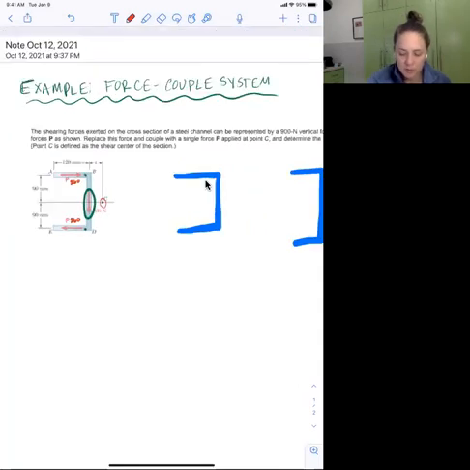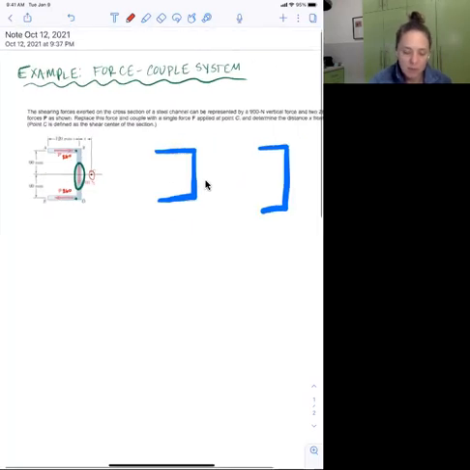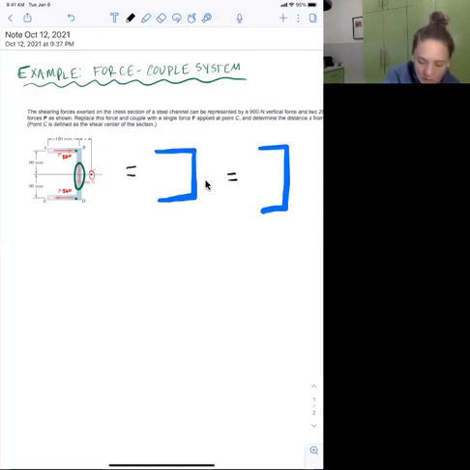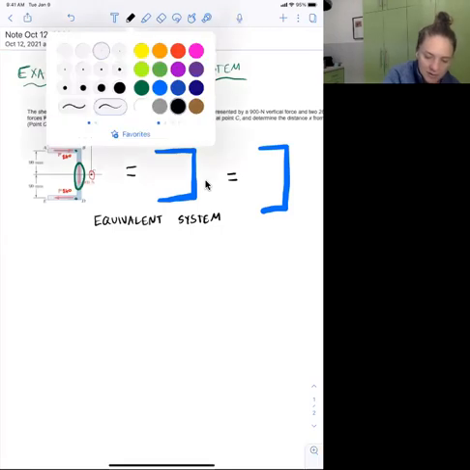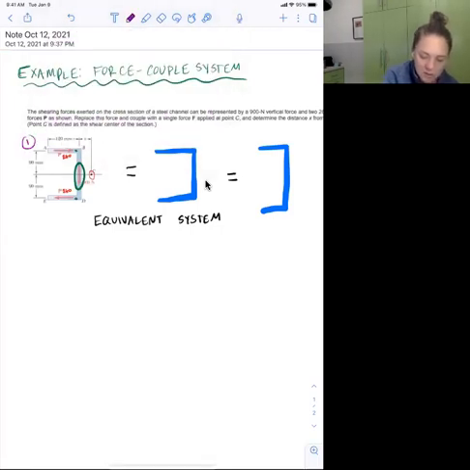So a couple of things to reiterate here as we work. We're going to break this down into two steps to get to the final answer. In each step, we are going to be representing equivalent systems. Okay, so all of these are going to be equivalent systems. And what that means from an engineering statics point of view is that all three of these systems, I will label them here, system 1, system 2, and system 3, all feel the same.